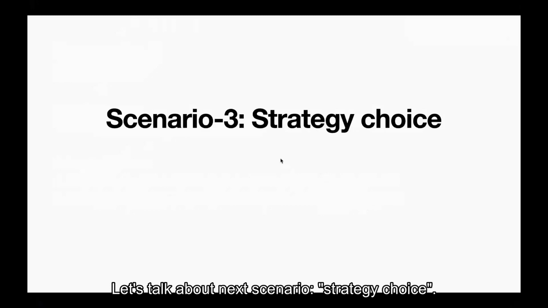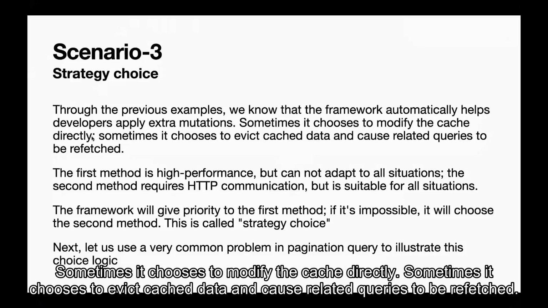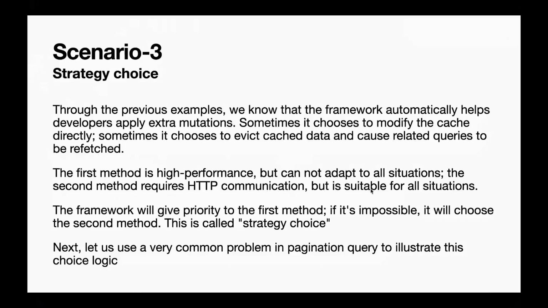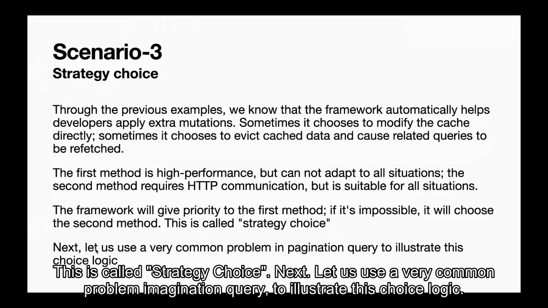Let's talk about the next scenario, strategy choice. Through the previous examples, we know that the framework automatically helps developers apply extra mutations. Sometimes it chooses to modify the cache directly, sometimes it chooses to evict cached data and cause related queries to be refetched. The first method is high performance, but cannot adapt to all situations. The second method requires HTTP communication, but is suitable for all situations. The framework will give priority to the first method. If that's impossible, it will choose the second method. This is called strategy choice.